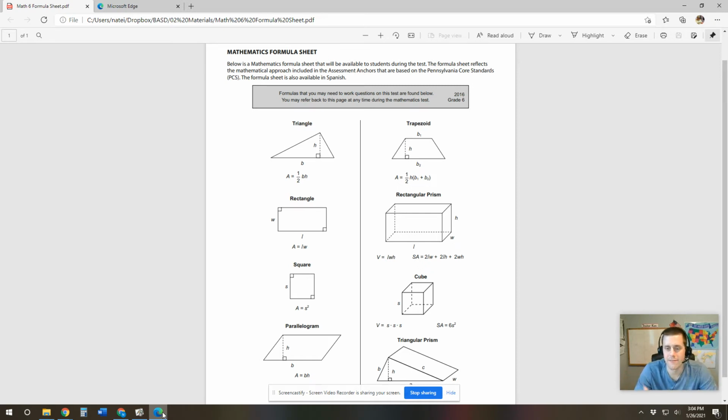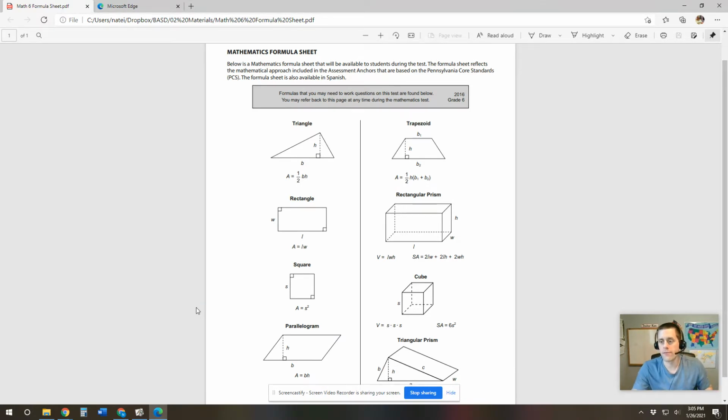Today, I am very excited to bring to you a brand new unit of study. We are going to start the geometry section of sixth grade math. On the screen right now, you should see a copy of the sixth grade formula sheet, and it features all of the geometric shapes we will be studying and all of the formulas that you will need to be aware of and be able to utilize as we work through this unit.